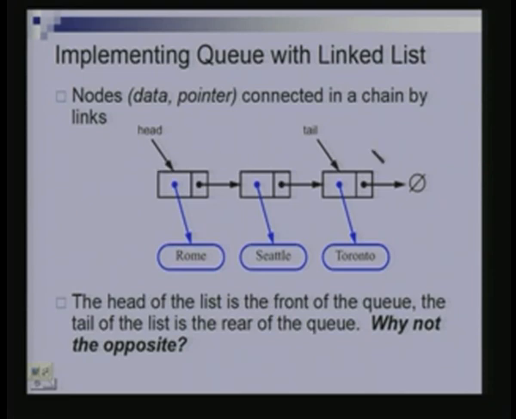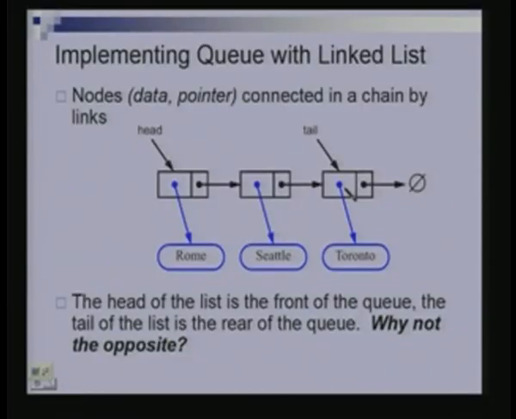Now, if I am going to use a linked list to implement a queue, then the question is whether this should be the front of my queue or this should be the front of my queue. Which should be the front of my queue? The head of the list has to be the front of the queue. The tail of this list cannot be the front of the queue. Can someone tell me why the tail of the list cannot be the front of the queue?